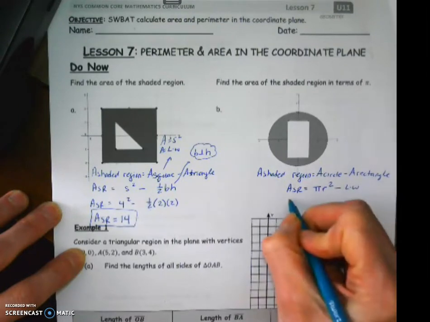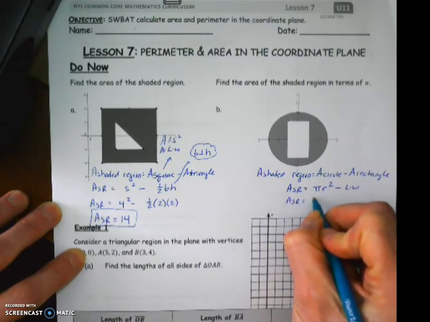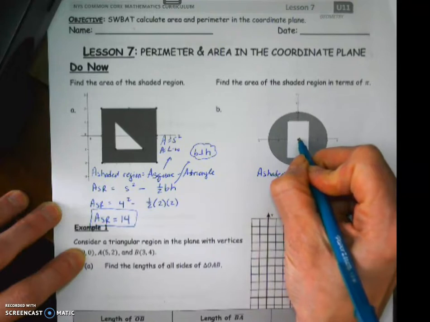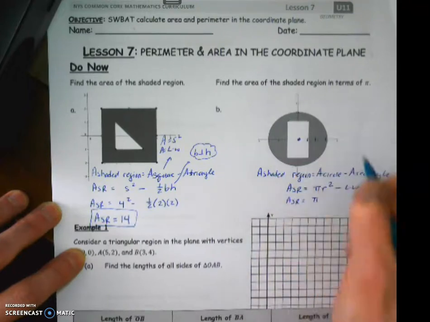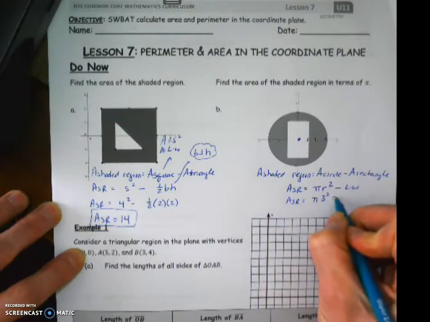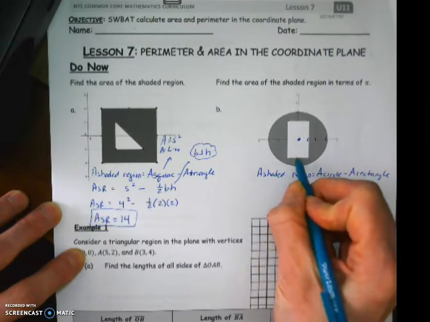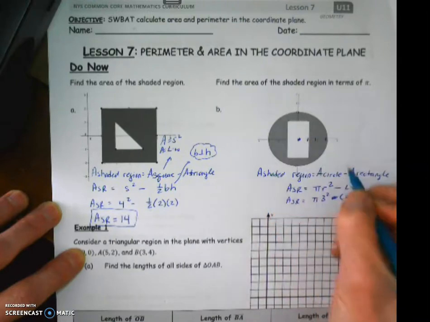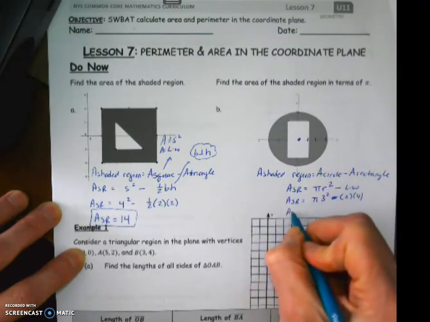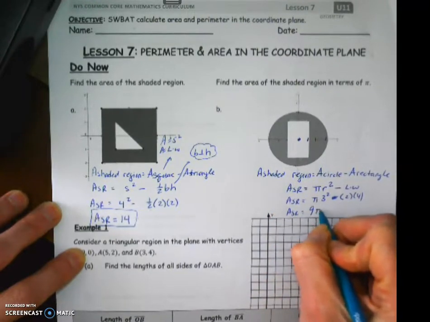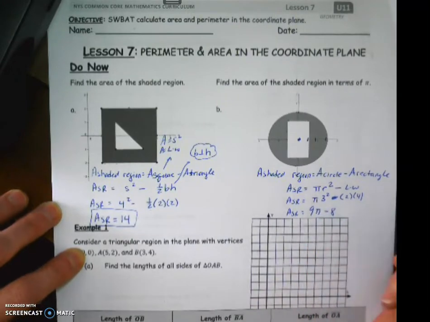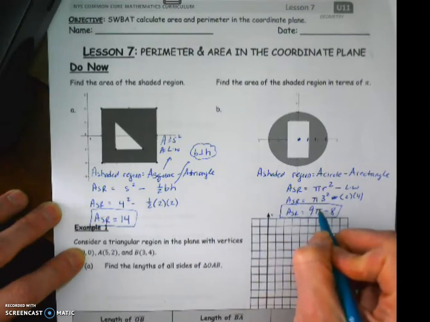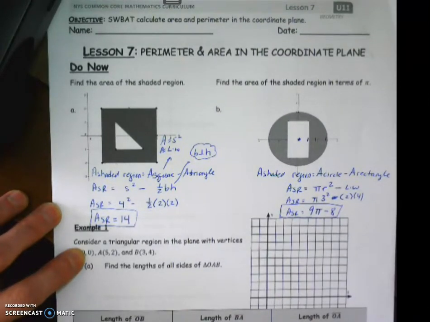I'm going to use length times width. So the area of the shaded region is pi times, now remember, the radius is drawn from the center of the circle to any point on the circle. So that's going to be 3 squared, minus the length of our rectangle is 2 and the width is 4. So the area of the shaded region is 9 pi minus 2 times 4, which is 8. And that is the exact answer. It does not say to round, so you can leave your answer just like that.